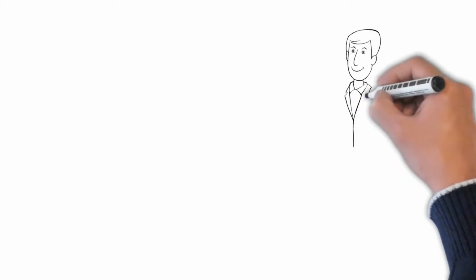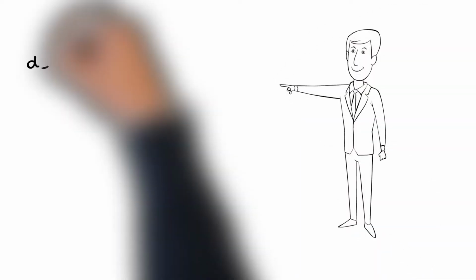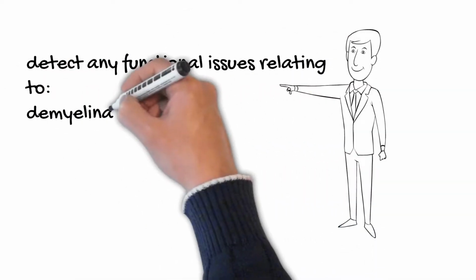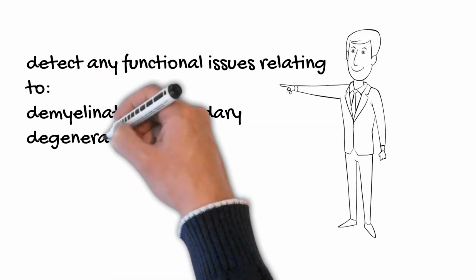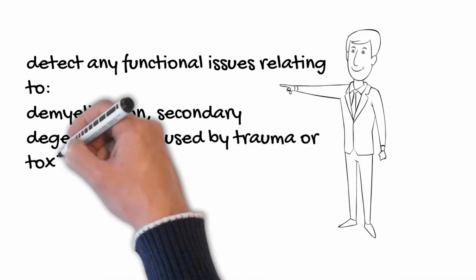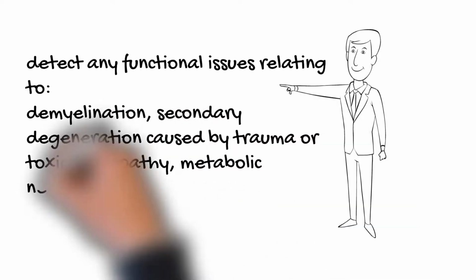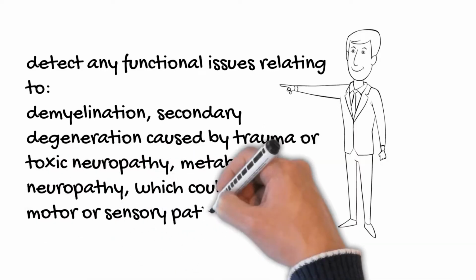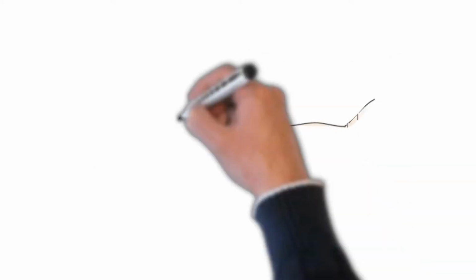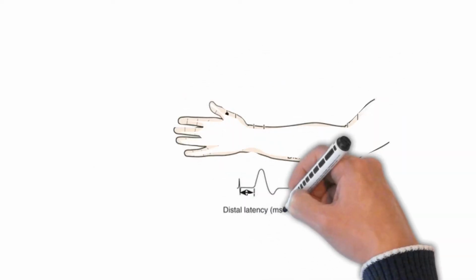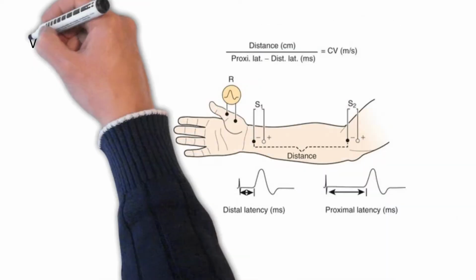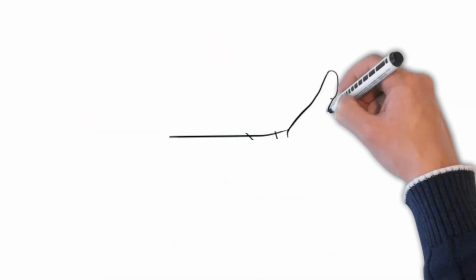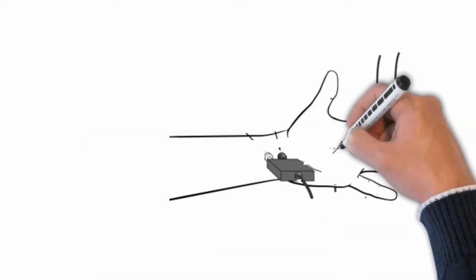Right? So the ability of this test is to detect any functional issues relating to demyelination, secondary degeneration caused by trauma, or toxic neuropathies, metabolic neuropathies, which could affect motor or sensory pathways. That is what we're going to do today in the workshop. So I will start today with motor nerve conduction study, and we will do one upper limb and one lower limb nerve. The same we'll do with one sensory nerve in the upper limb and one in the lower limb.